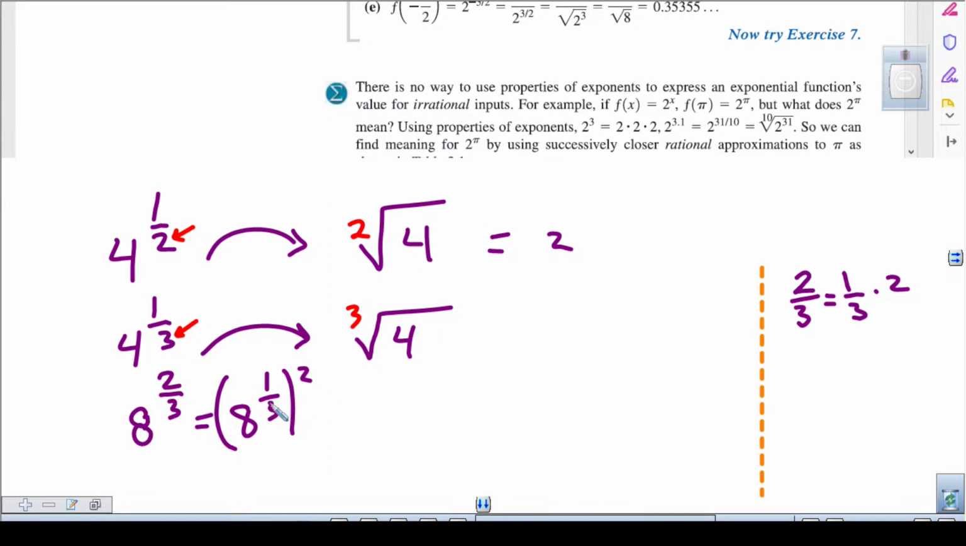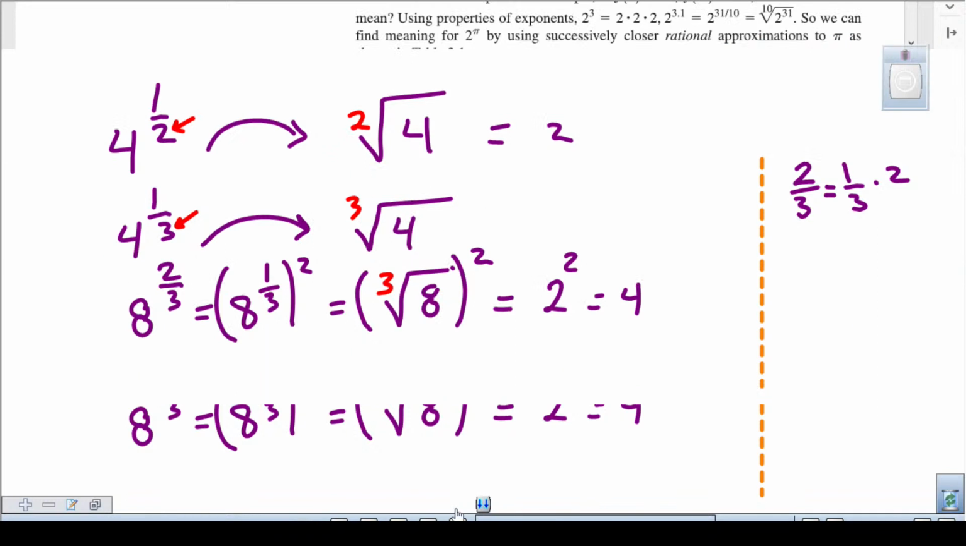Well, I know by now the 1/3 power is going to be the cubic root. So that's the cubic root of 8, raised to the 2nd power. So here is my 2nd power. What's the cubic root of 8? I know the value for this one. That's a 2. 2 raised to the 2nd power, which is 4.